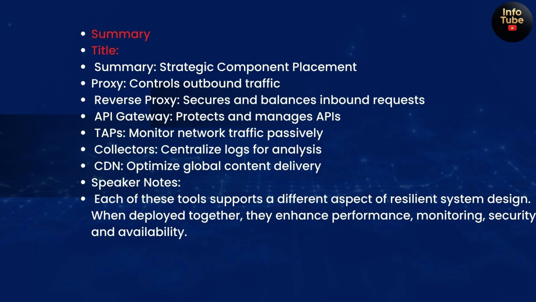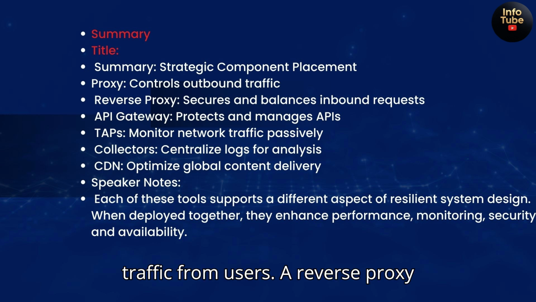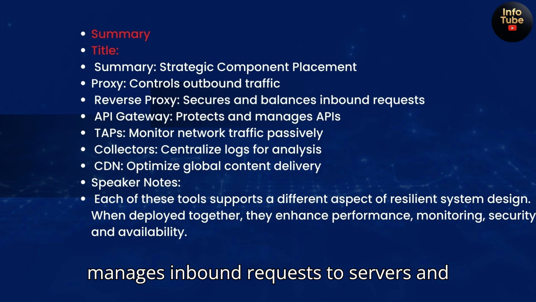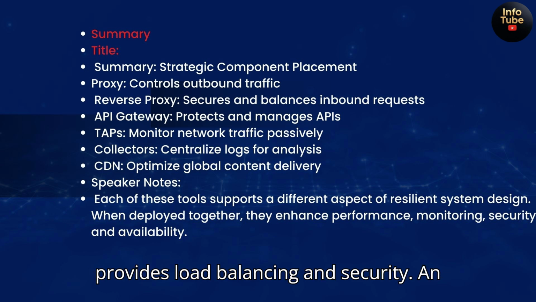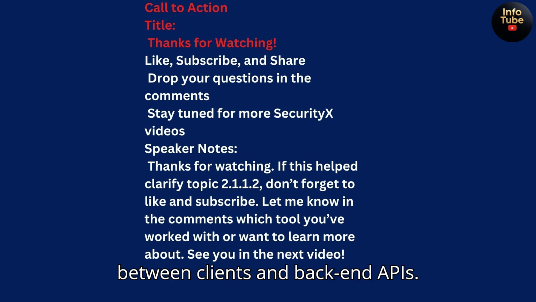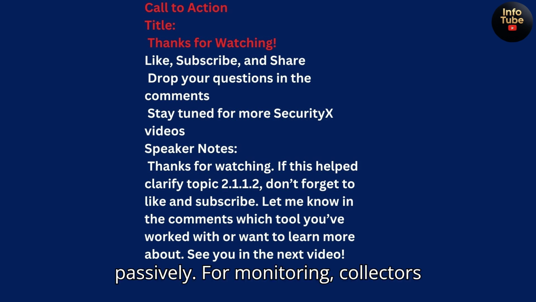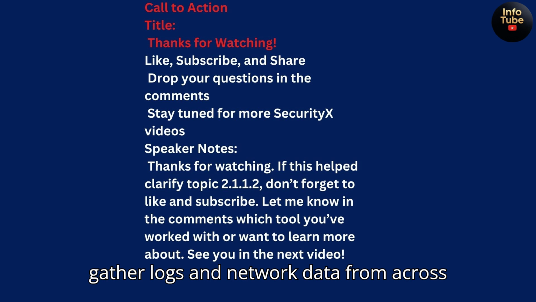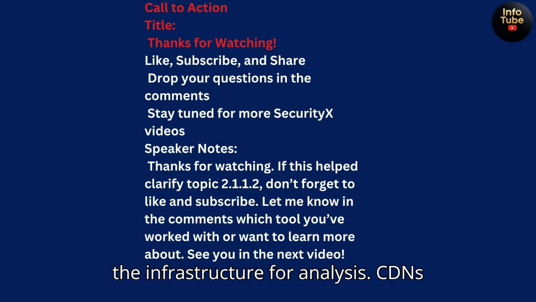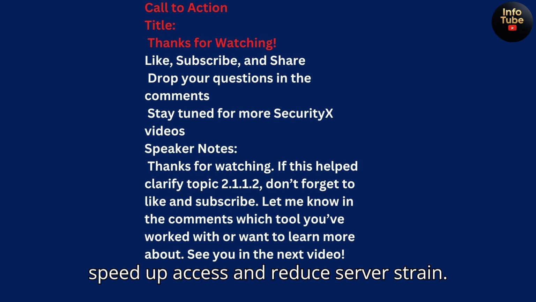To summarize, a proxy filters and controls outbound web traffic from users. A reverse proxy manages inbound requests to servers and provides load balancing and security. An API gateway secures and manages traffic between clients and backend APIs. Taps are used to copy network traffic passively for monitoring. Collectors gather logs and network data from across the infrastructure for analysis. CDNs cache and distribute content globally to speed up access and reduce server strain.